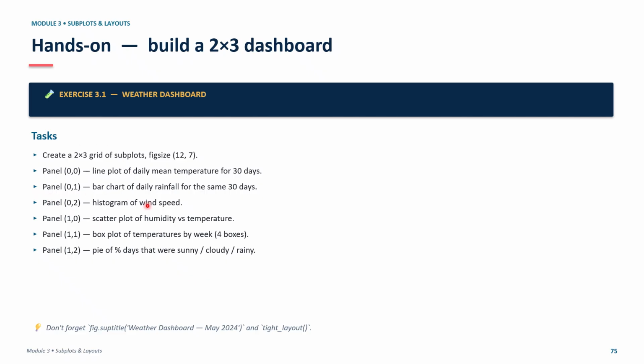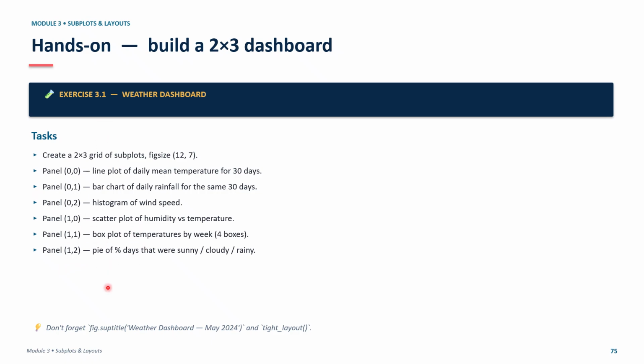So the task I'm giving you is to create a 2x3 grid of subplots with figure size 12, 7. You are going to create a grid where panel 0,0 is a line plot, 0,1 a bar chart, 0,2 a histogram, 1,0 a scatter plot, 1,1 a box plot, and then a pie chart.